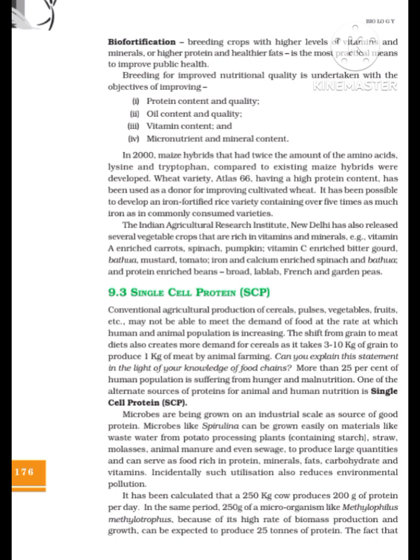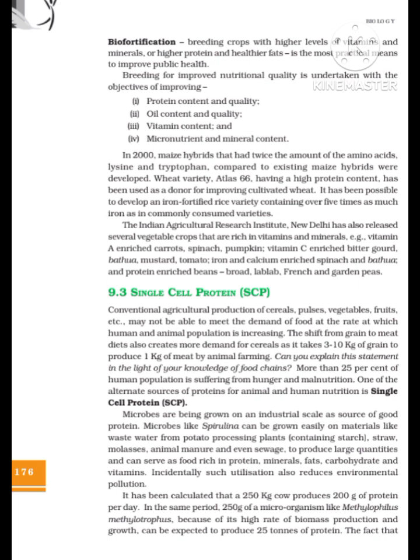Can you explain this statement in the light of your knowledge of food chains? More than 25% of human population is suffering from hunger and malnutrition. One of the alternate sources of proteins for animal and human nutrition is single-cell protein, SCP.